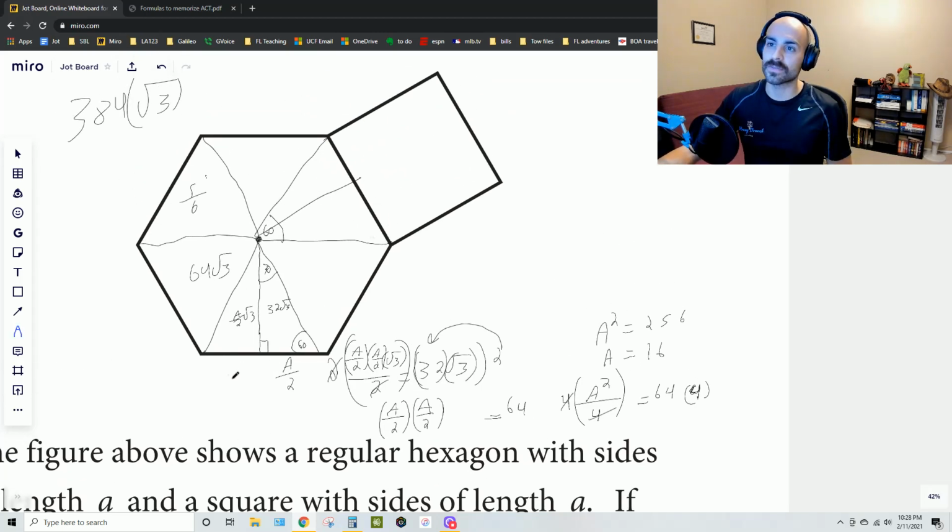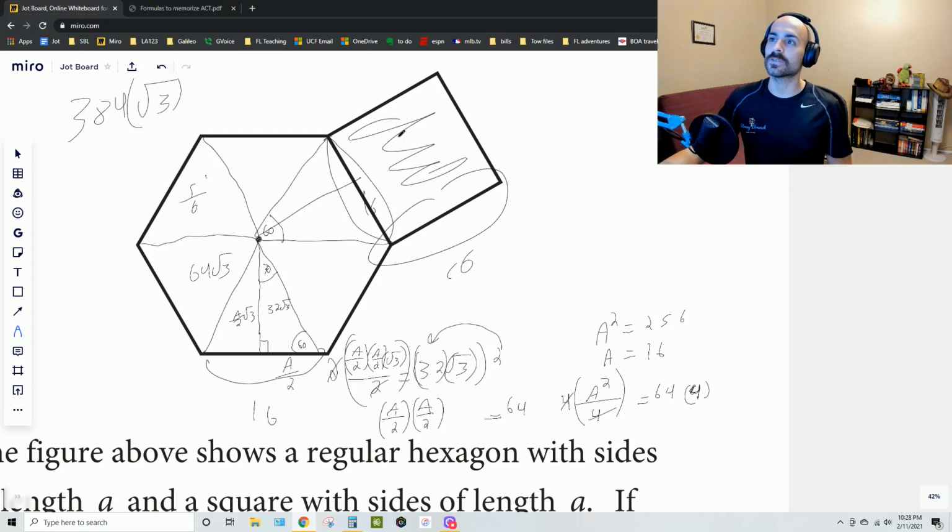The side length of this is 16. Well, that means this is also 16. And they want to know the area of this square. Well, if one side is 16, that means that this is also 16, which means that the area is 16 times 16, or 16 squared. And we actually already solved for that, because that is what A squared is. 16 squared equals 256. 256. That's our answer.